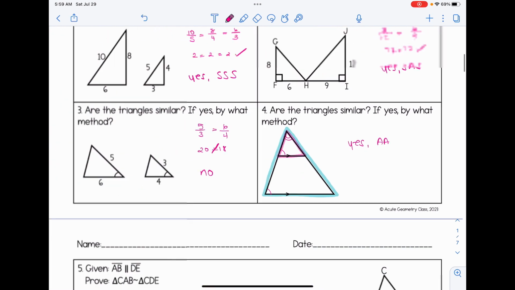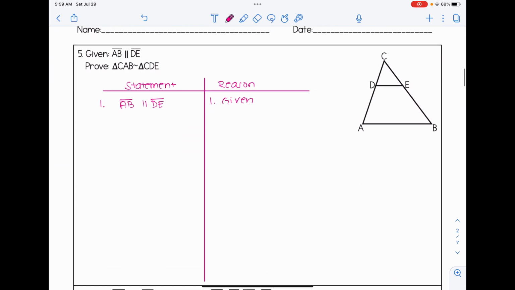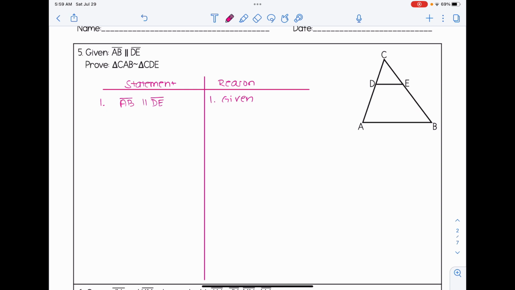All right, let's take a look at that proof. Since proofs are a lot of writing, if at any point you need more time to copy things down, of course, pause the video. I've already gone ahead and written the givens here just to save some time. So I have my statement reason column. I know that AB and DE are parallel to one another, just like they were in question 4.